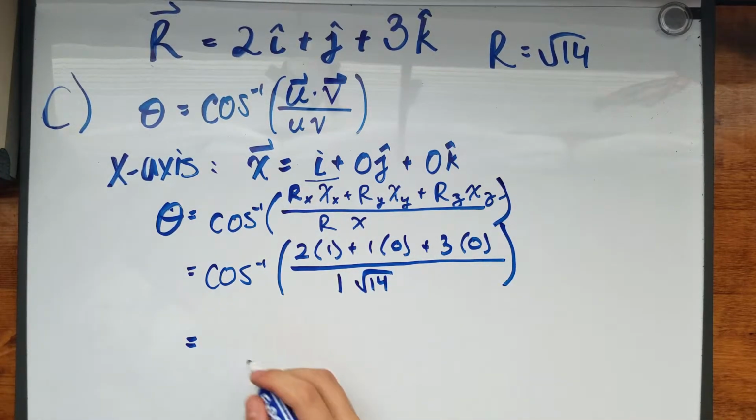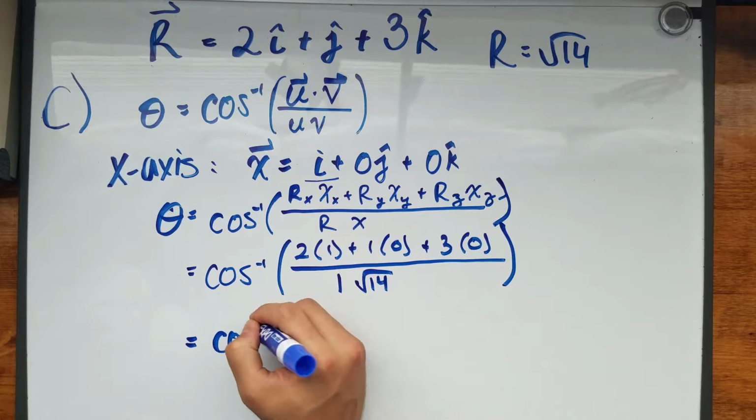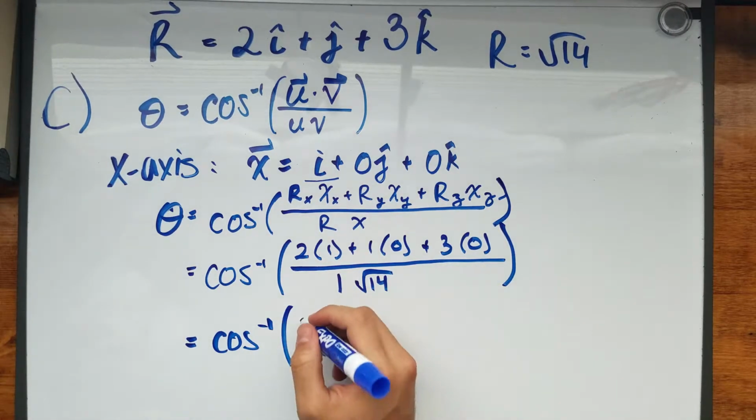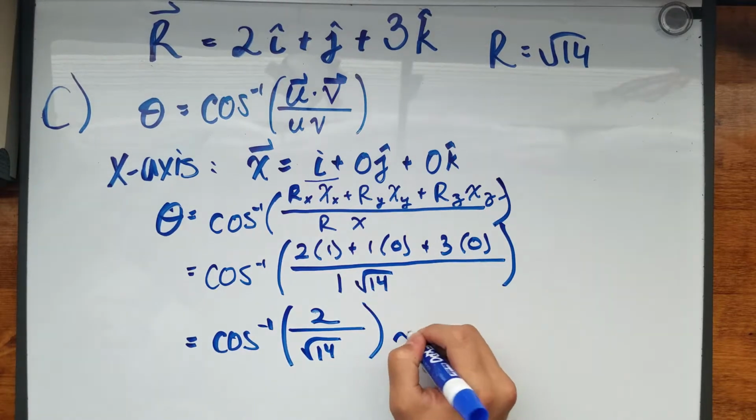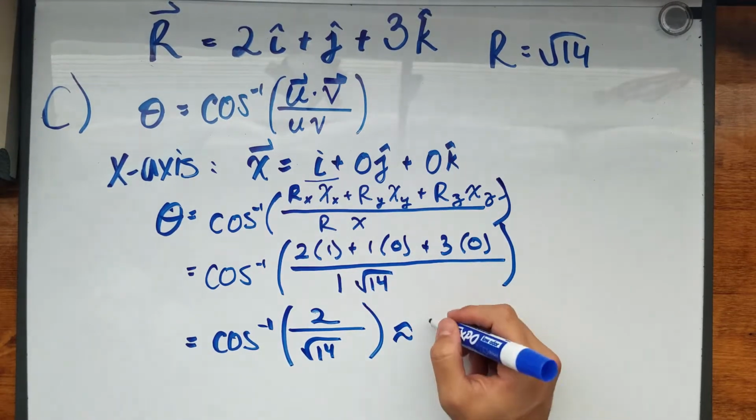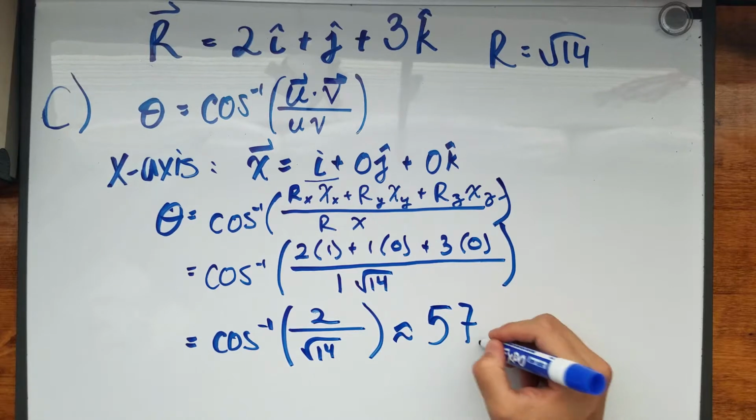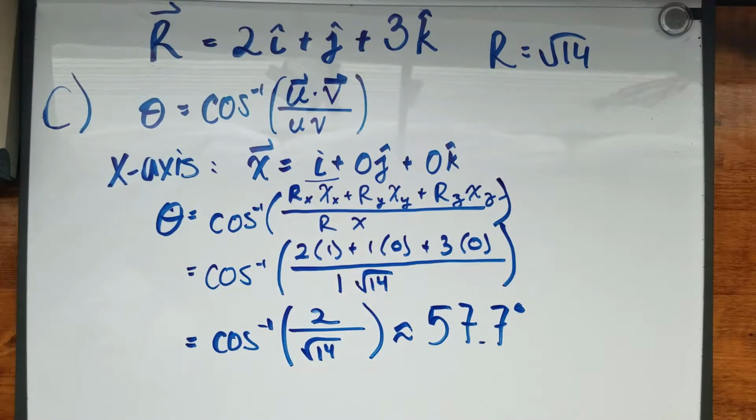And simplify this even more. Cosine inverse of 2 over root 14, and that gives us an angle of 57.7 degrees.